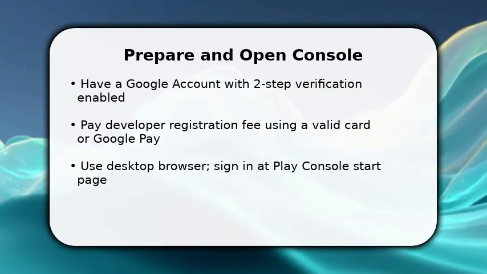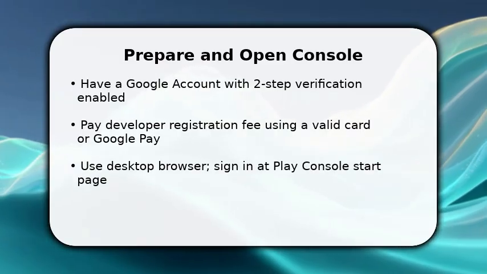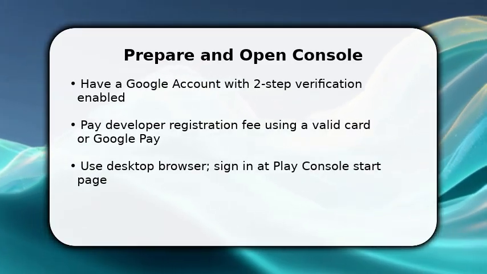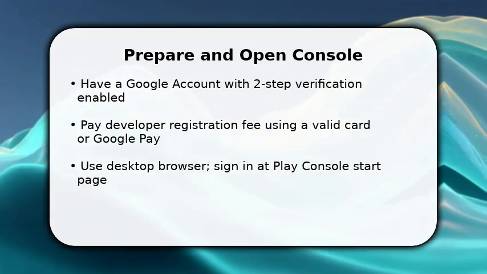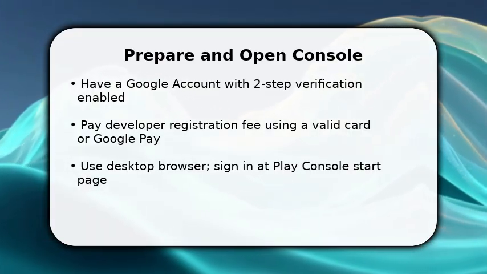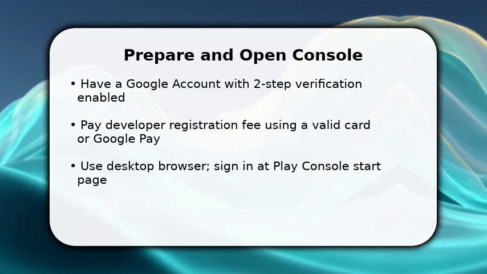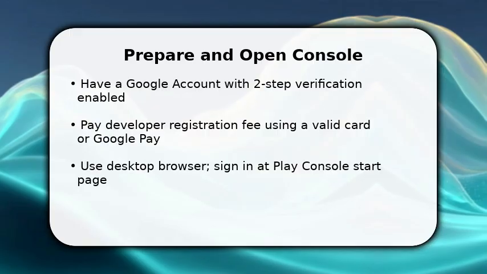You start with the essentials, a Google account that has two-step verification and the payment method ready. Once done, sign into the Play console using that Google account. Make sure you choose the account attached to your developer registration. Switching after can cause delays.